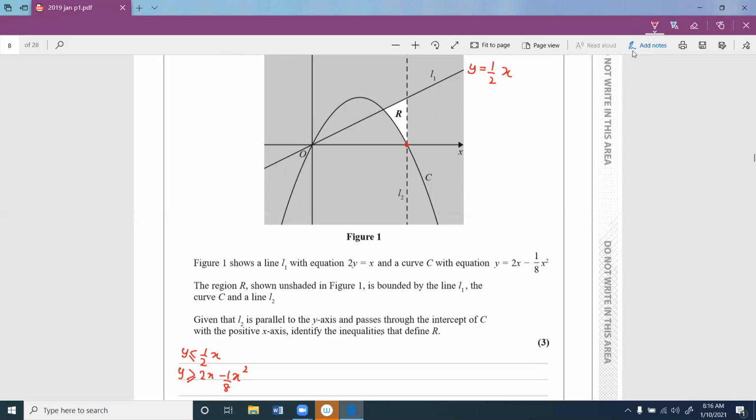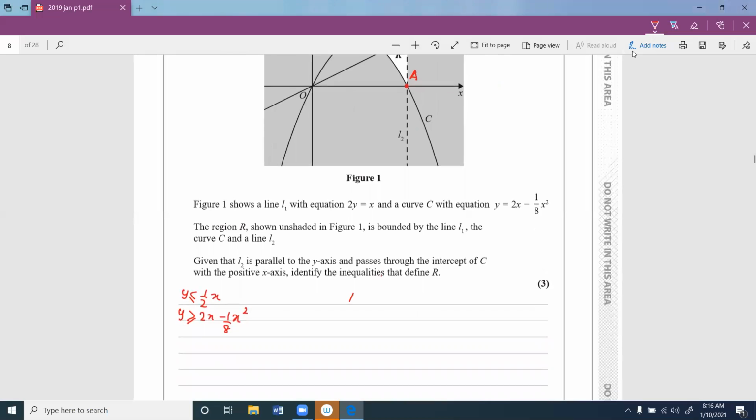Then how do we do this part? How do you find this coordinate? It's a horizontal line which passes through the coordinate A. So at A, the curve passes through the x-axis. It meets the x-axis. We know that when any curve meets the x-axis, y equals 0. The y coordinate becomes 0. Therefore, you can say 2x minus 1 over 8 x squared equals 0.